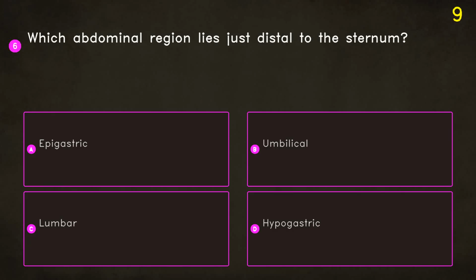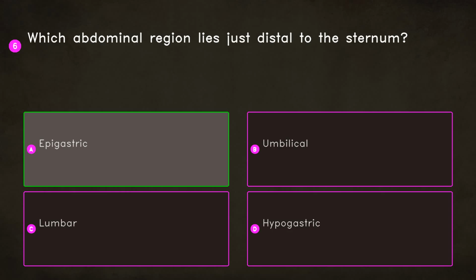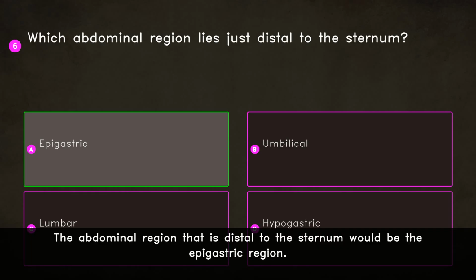Question 6. Which abdominal region lies just distal to the sternum? A. Epigastric. B. Umbilical. C. Lumbar. D. Hypogastric. The correct answer is epigastric. The abdominal region that is distal to the sternum would be the epigastric region.